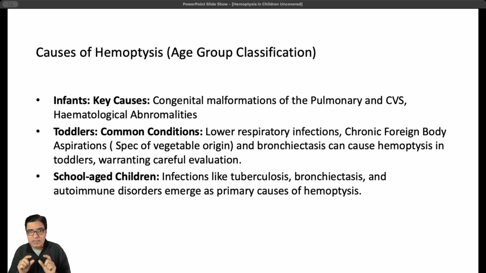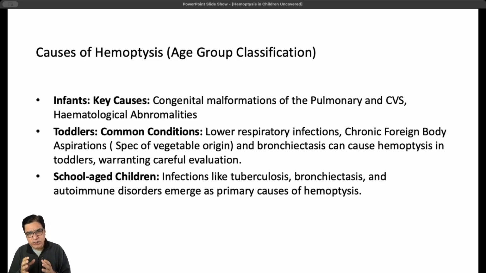And hemoptysis is relatively more common if the chronic foreign body is of vegetable origin. So if the child was eating something, let's say grape or corn or something, and he aspirated, and somehow that went unnoticed, over time he might develop repeated infections. And if hemoptysis occurs, there are more chances that these types of vegetable foreign body would lead to hemoptysis. So keep that in mind.